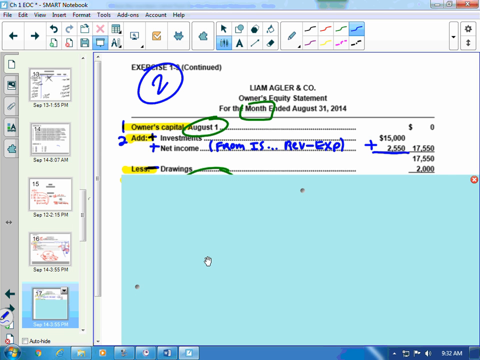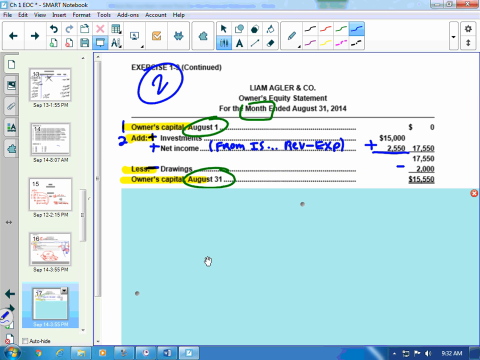Why did we stick the 2,000 over there on the right side instead of the left side? Is there more than one thing we have to calculate on drawings? No, there was only one thing. So the 17,500 minus the drawings leaves that worth of the owner at the end, 15,550, excuse me.